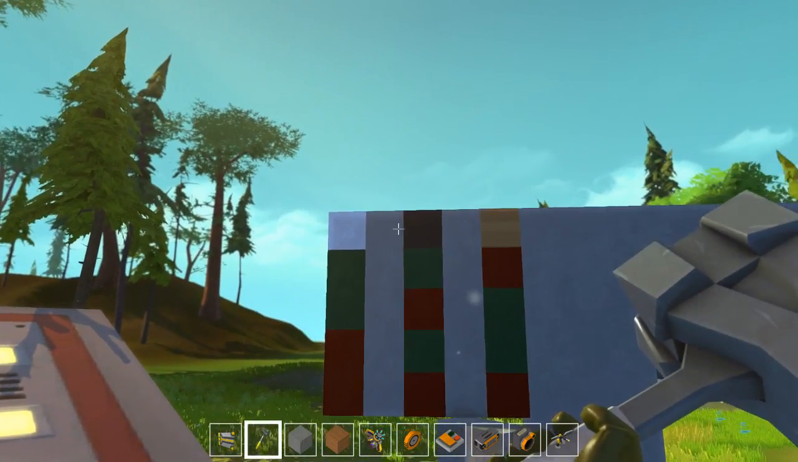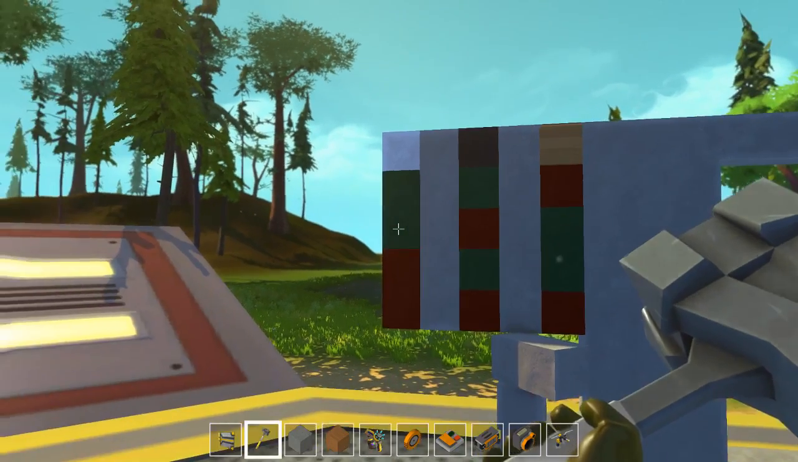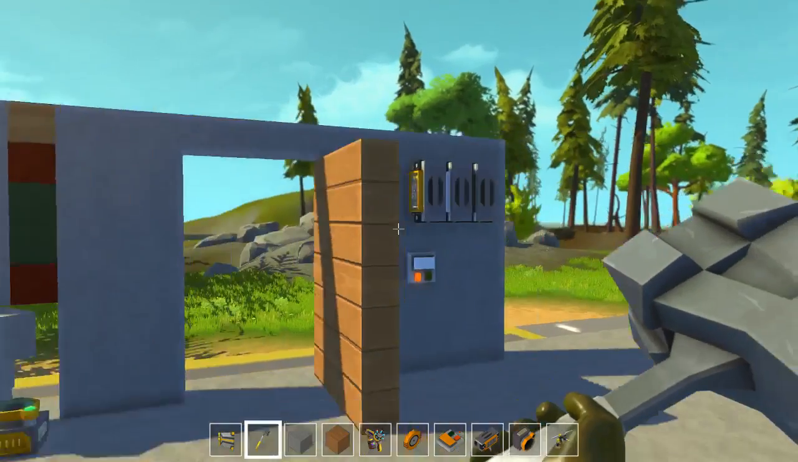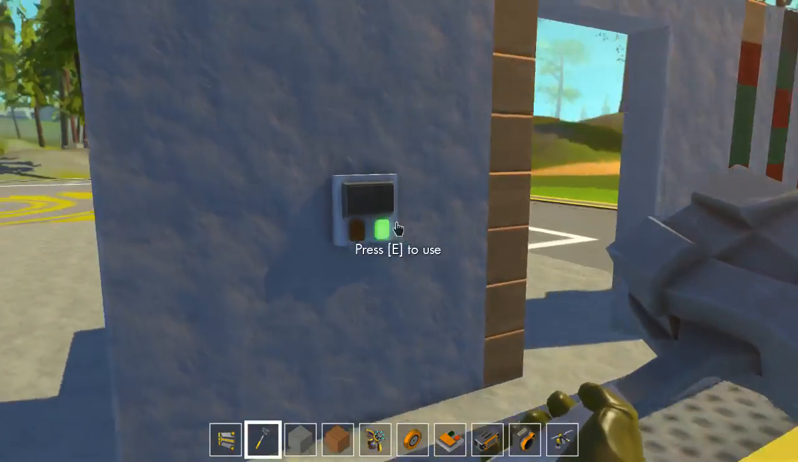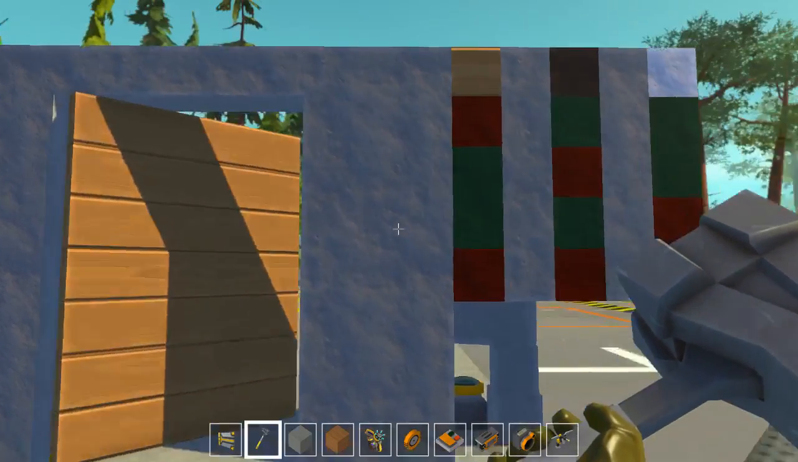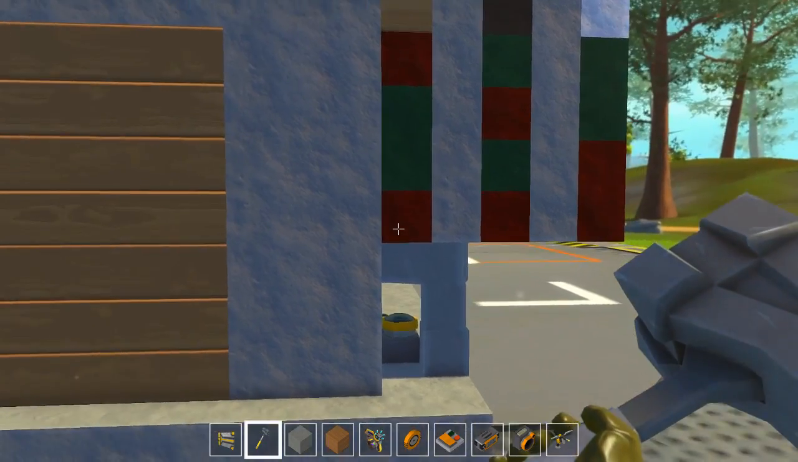So we have input 1, input 2, and output. If they're both on, door is closed. If one is on, door is open. And if they're both off, door is closed. So white is off, apparently. Black is on, door is open. Off, door is closed. Or off, door is closed.